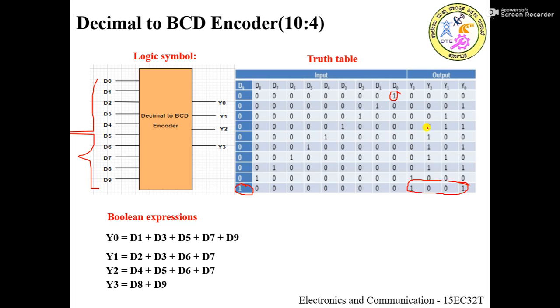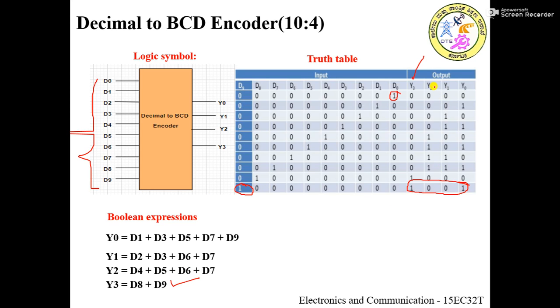Now you already know, since there are four outputs, there will be four logic expressions. In order to write the logic expressions, you have to consider the combinations for which the output is 1. Let's say I want to write the logic expression for Y3. Y3 is 1 only for the last two combinations. So Y3 is 1 whenever D8 is 1 or D9 is 1, meaning D8 plus D9. The same thing is written here.